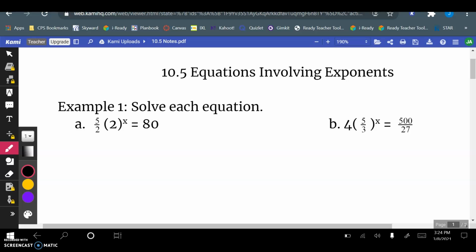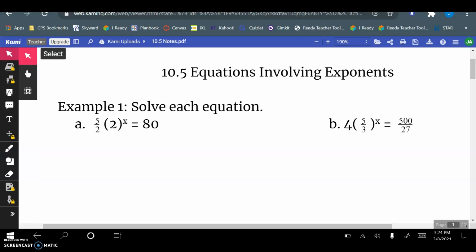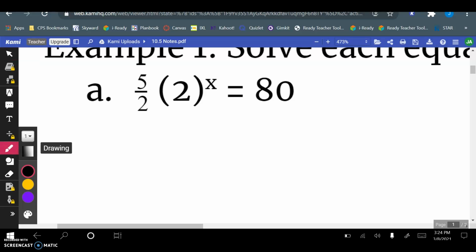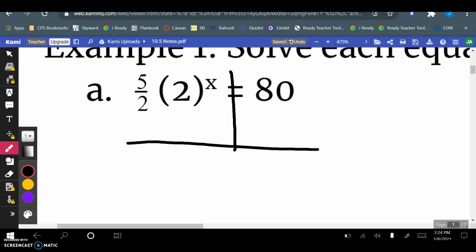For section 10.5, we are going to be solving equations with exponents. So we're going to jump right into examples, and we need to figure out what x is here in this problem. So the first thing that we're going to do is get rid of that 5 halves. So we're going to divide by 5 halves. Dividing by 5 halves is the same as multiplying by 2/5.